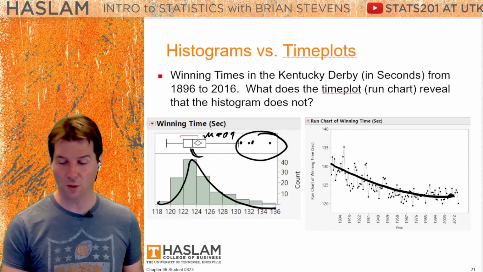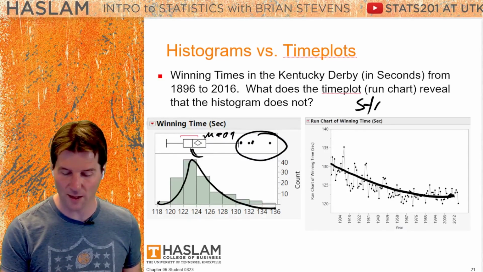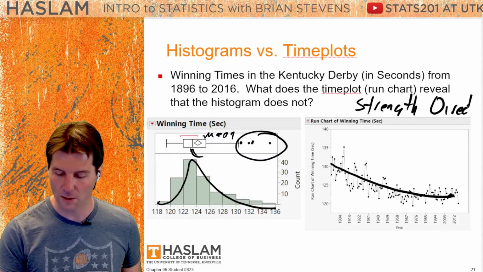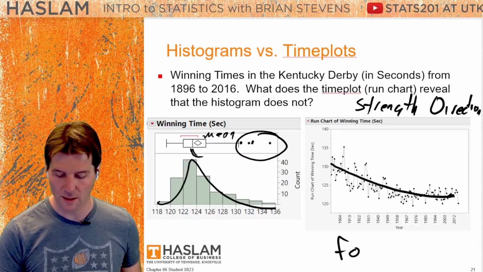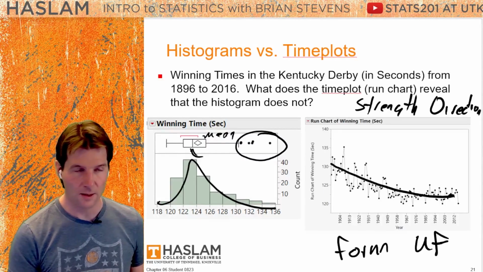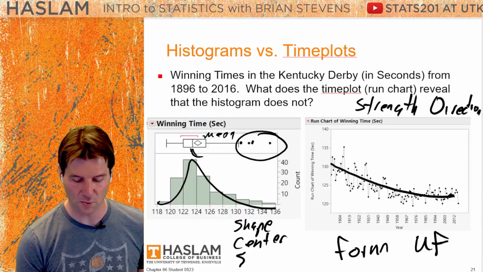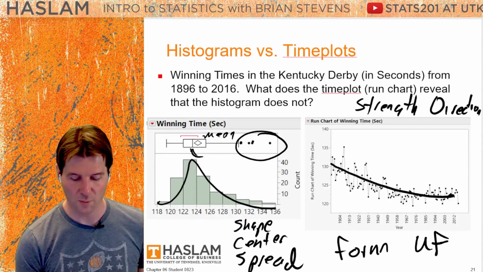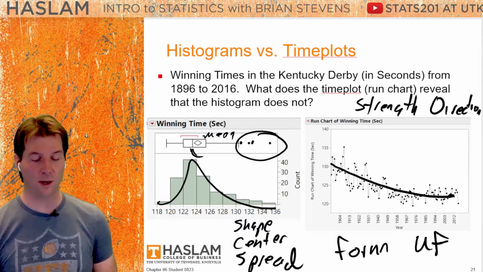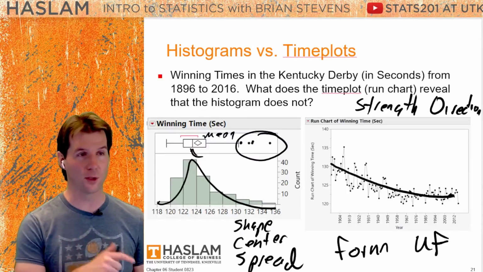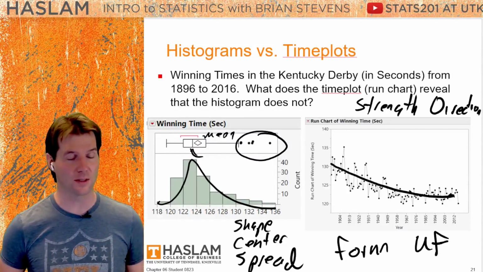Remember, scatter plots show you the strength, direction, so it's mostly downward, form, and unusual features. The histogram shows you the shape. From there, we decide the center and the spread. So big differences here between the histogram, where we look at shape, center, spread, and the scatter plot, where we look at strength, direction, form, unusual features to talk about these concepts.